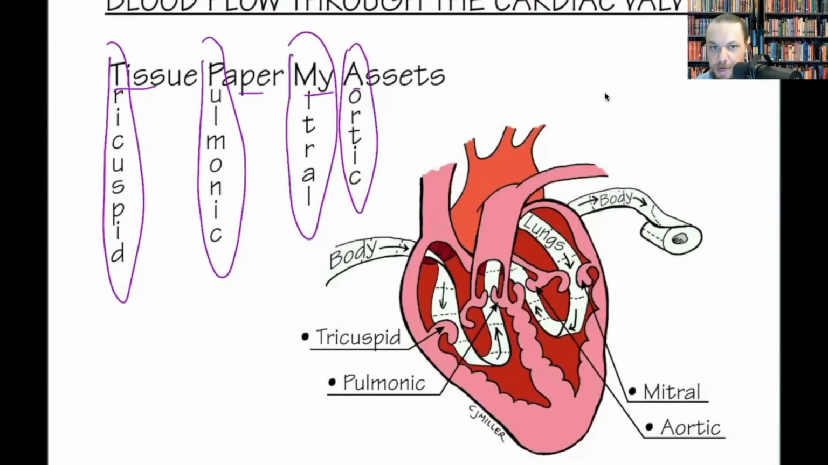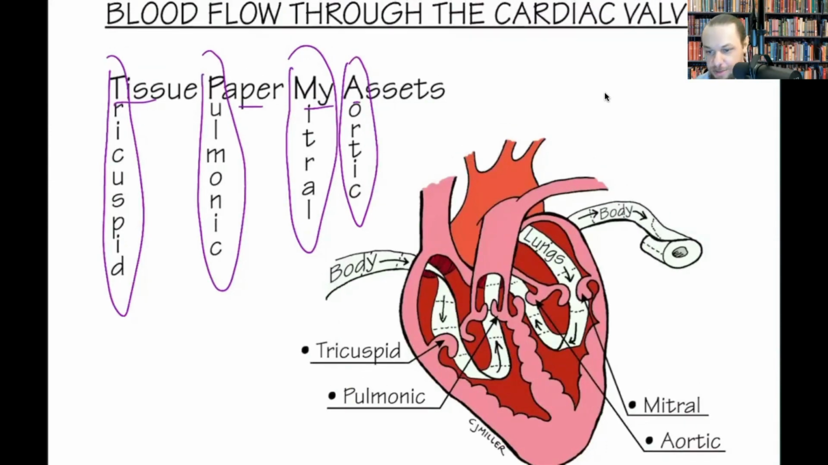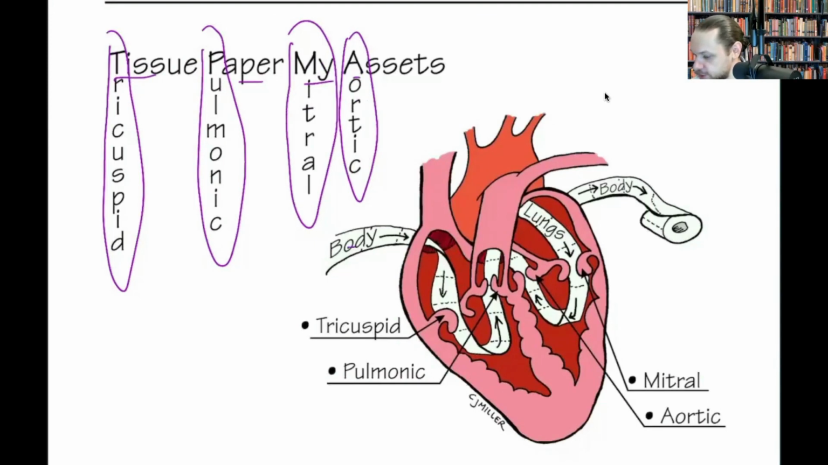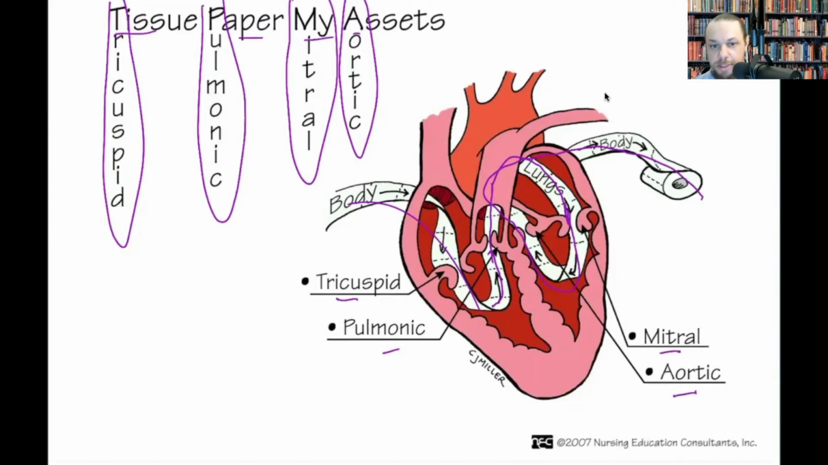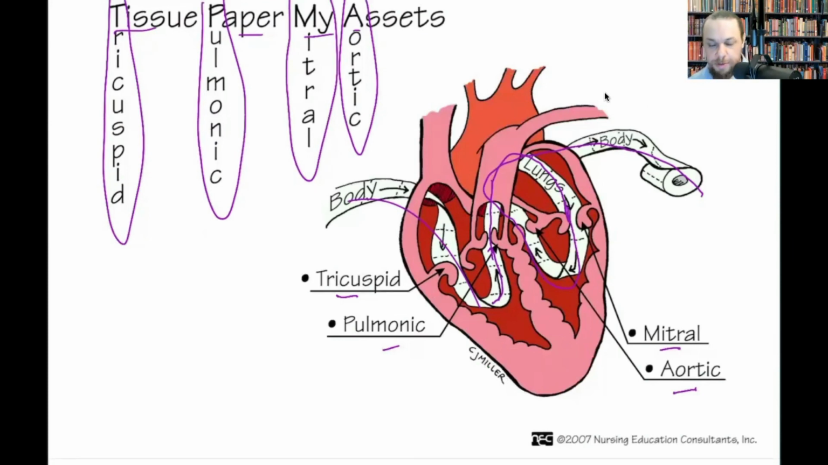If you want to remember your mnemonic, remember Tissue Paper My Assets. T is tricuspid, P is pulmonic, then we go through the mitral, and then we exit through the aortic. So the valves that you must be familiar with that are found in your heart are the tricuspid, pulmonic, mitral, and the aortic. Any questions about the flow of the blood through the body, the names of the valves, or anything that I talked about so far?